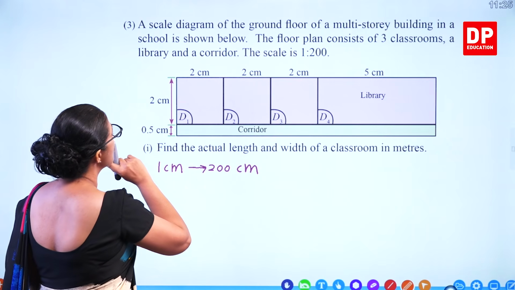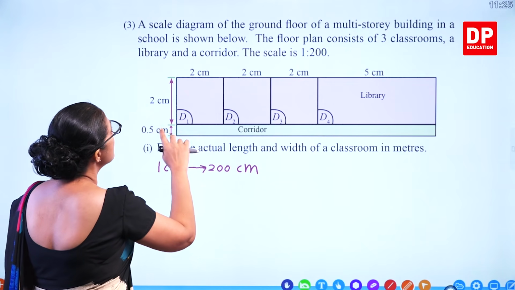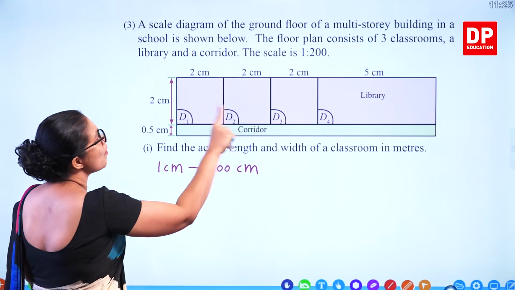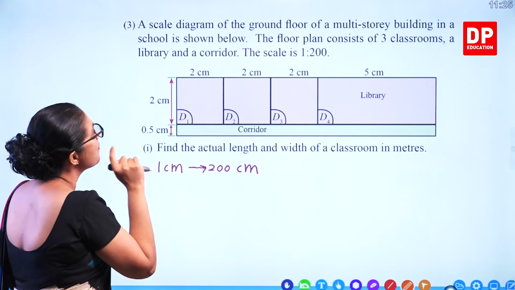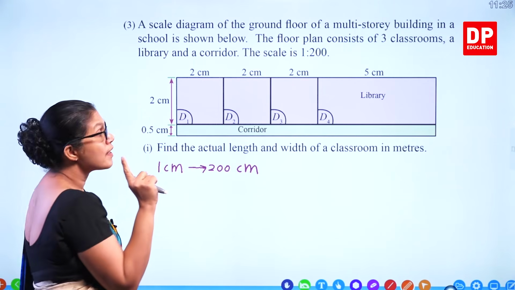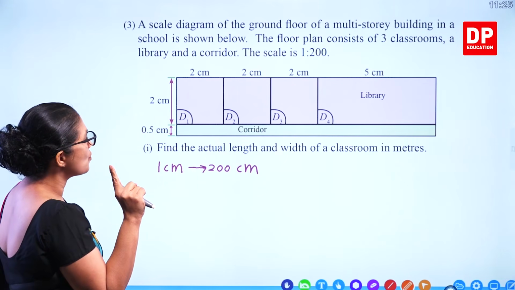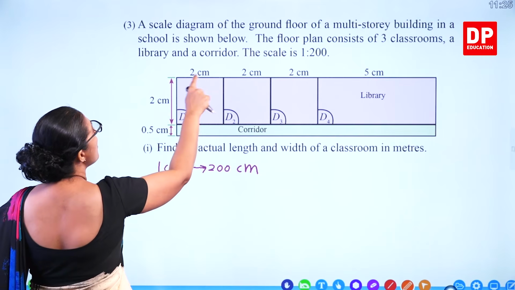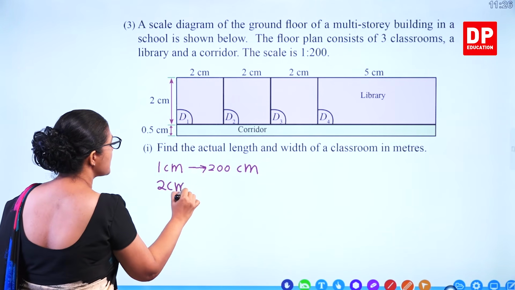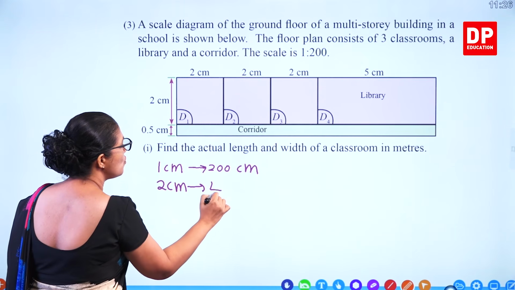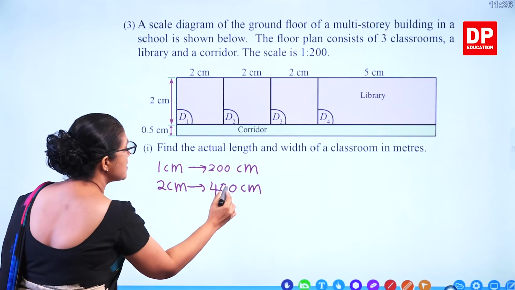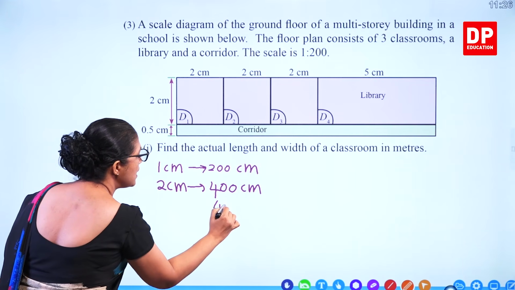So each length is here. This one is 2. So what's the length of the full area? Let's find the actual length and width of a classroom. Only one classroom. So one classroom is 2 centimeters. So that means 2 centimeter represent, multiply by 2, 400 centimeters, or in meters, that's divide by 100, 4 meters.